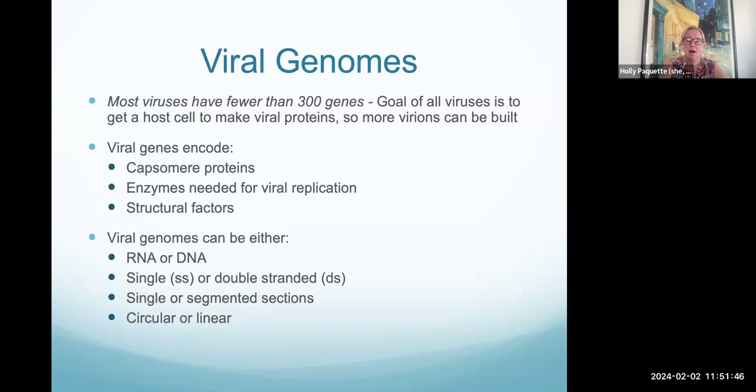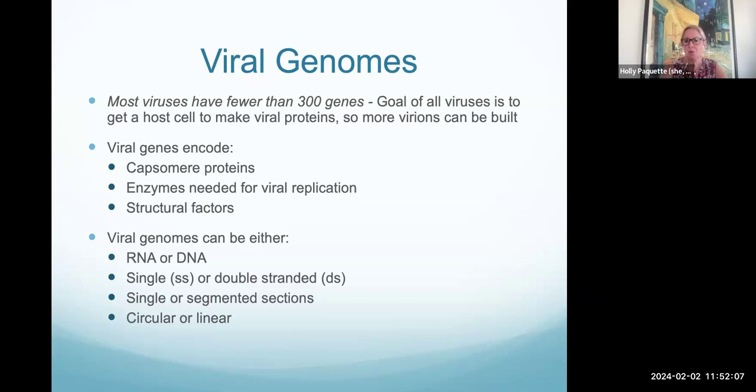Viral genomes are smaller than what we would typically see in a cell. Most viruses have less than 300 genes. The goal, remember, of viruses is to get in quickly into a host cell, make viral proteins, and copy their genomes to make new virions to then send out and infect other cells.